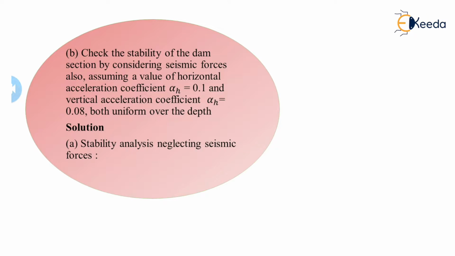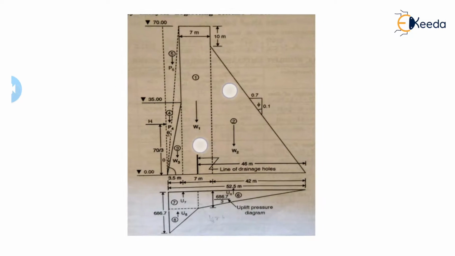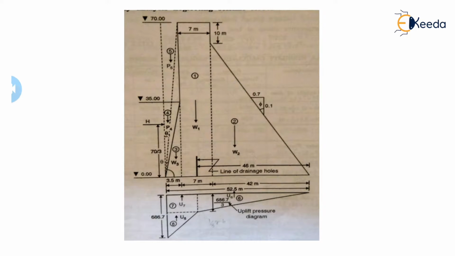Assume the horizontal acceleration coefficient alpha h is equal to 0.1, and the vertical acceleration coefficient alpha v is equal to 0.08, both uniform over the depth. So here are the given parameters. Let's first see the diagram. You can see the diagram based on the given data. Here you can see this is a section of a dam.